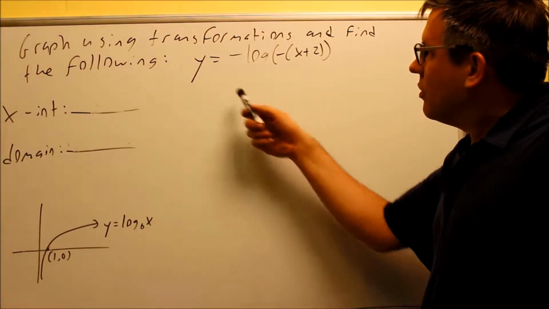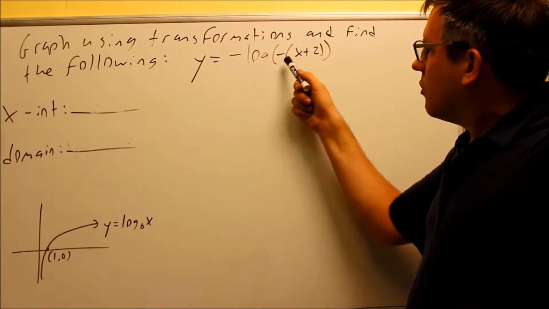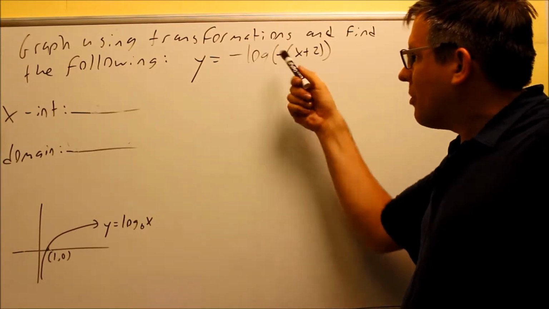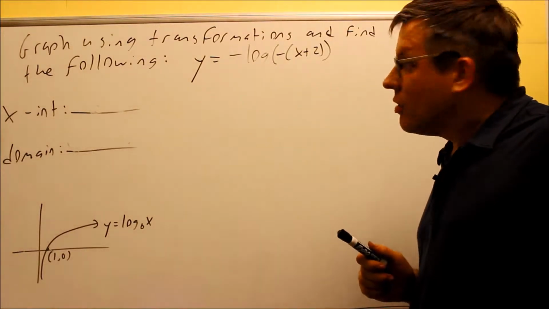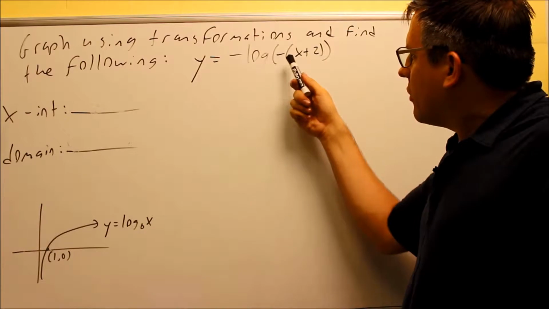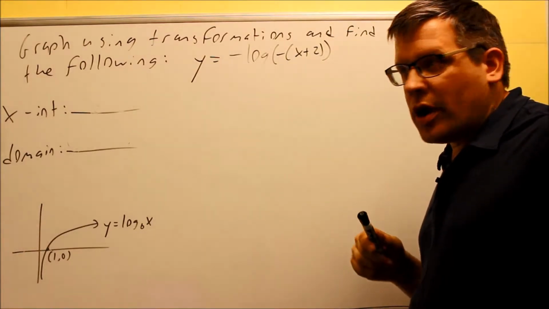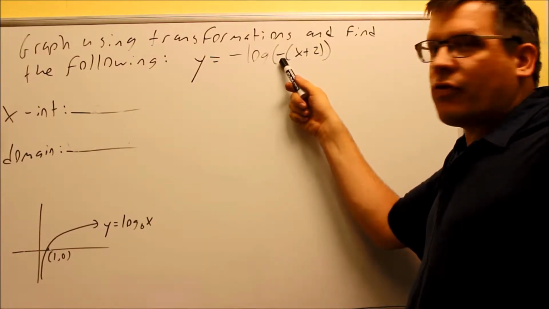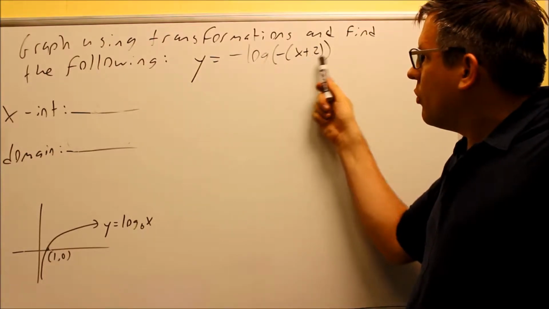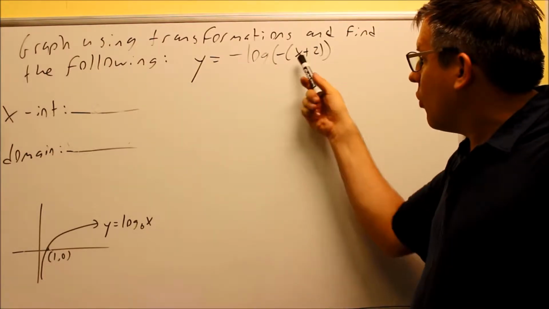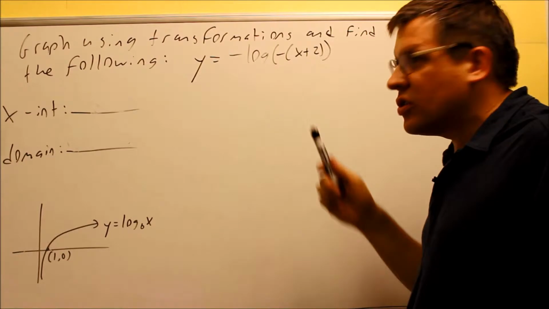Okay, for the last one, negative log of negative x plus 2. This time I have two negatives. Because I have two negatives here, the graph is actually flipping twice. The negative is already factored out for us, so we don't need to worry about rearranging anything at all. The order is fine. X comes first, positive number in front of the x.